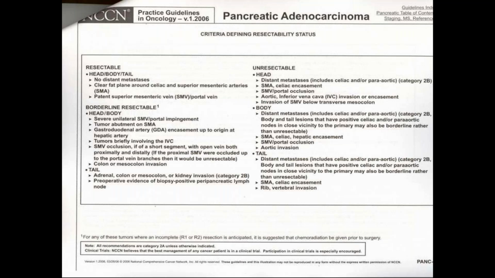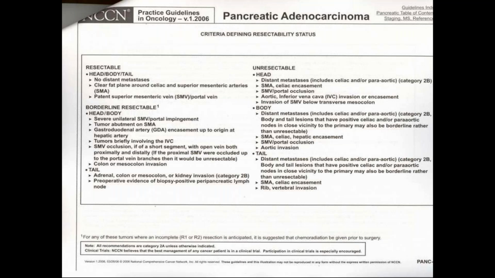Coming to unresectable, in head tumors: distant metastasis, SMA or celiac encasement, SMV or portal occlusion, aortic or IVC invasion or encasement, invasion of SMV below transverse mesocolon. In body tumors: distant metastasis, SMA, celiac, hepatic encasement, SMV or portal occlusion, aortic invasion. Coming to tail: distant metastasis, SMA, celiac encasement, rib or vertebral invasion.